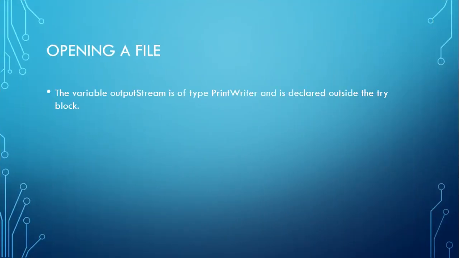Now, when we actually talk about opening the file, the variable outputStream is of type PrintWriter and is declared outside of the try block. If we put it inside the try block, that means it possibly could not exist. So you want to make sure that you declare it outside of the try block.